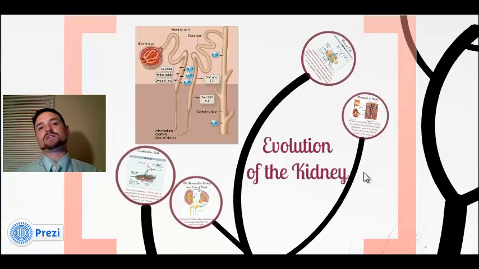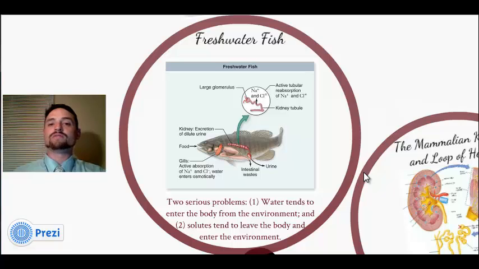So now let's look at the evolution of the kidney when we look at vertebrates. There's a process along the way to get to the mammalians that we see today in that kidney. The first would be looking at the freshwater fish. In the freshwater fish, there's two serious problems.